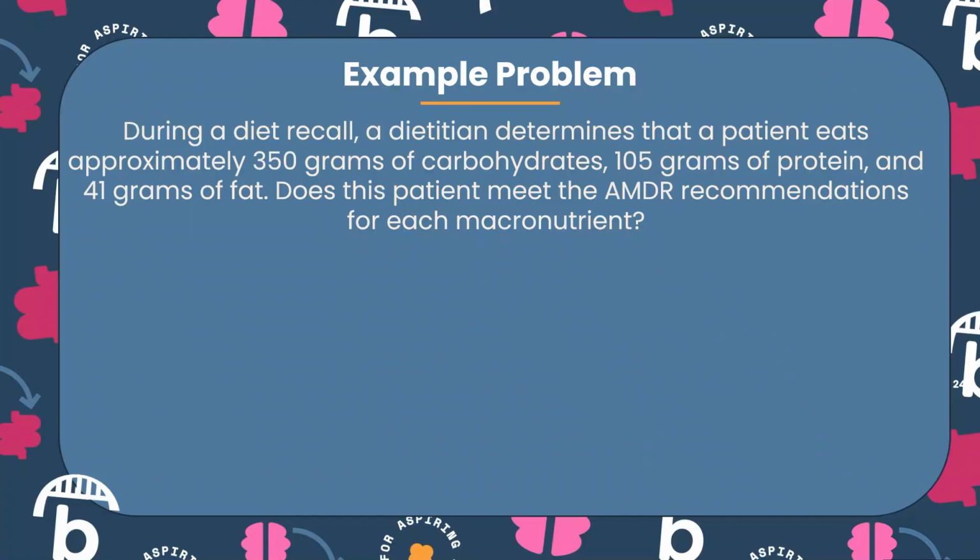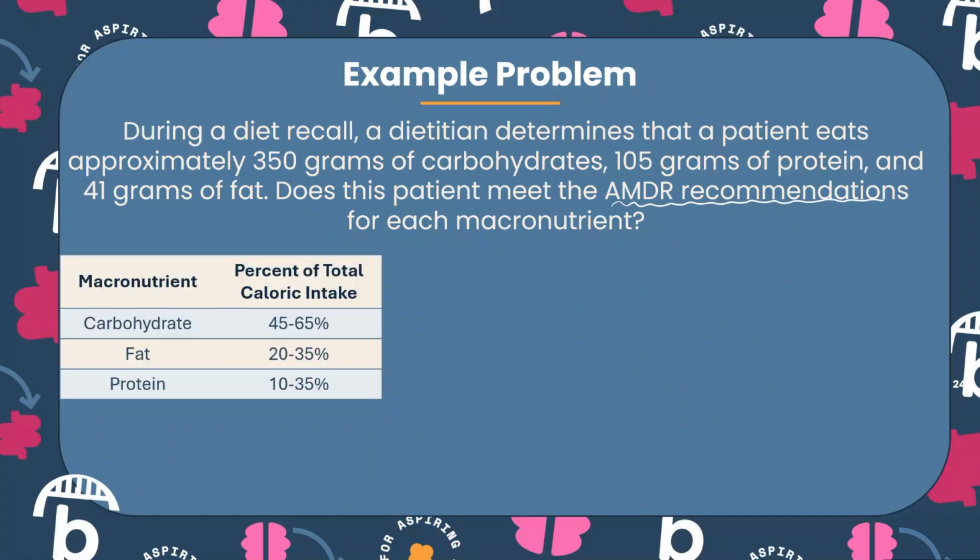So the AMDR ranges, the recommendations for carbohydrates, fats, and proteins are 45 to 65% for carbohydrates, 20 to 35% for fats, and 10 to 35% for proteins. So why don't we start with our grams of carbohydrate? We have 350 grams of carbohydrate, and we need to figure out how many calories that is, because remember, this is a percent of total caloric intake.